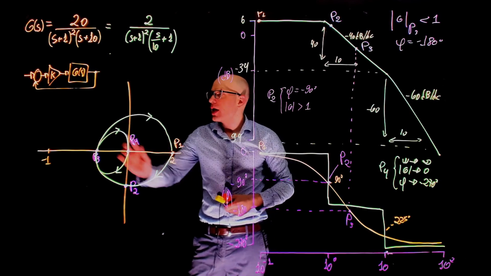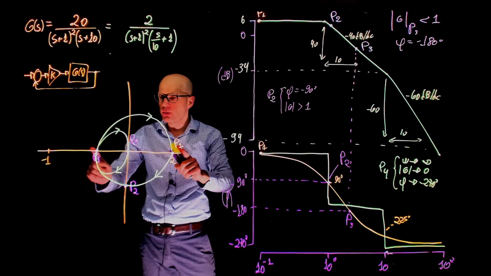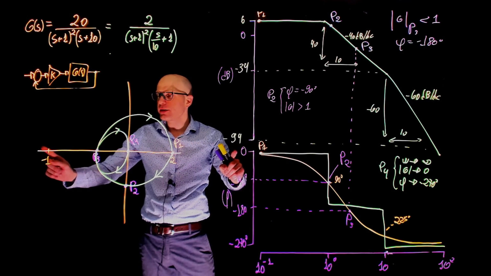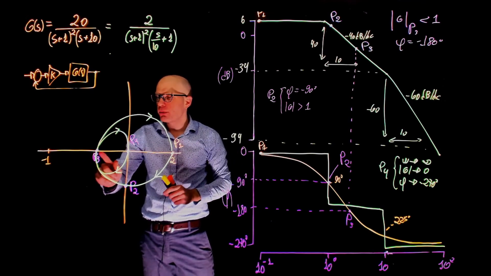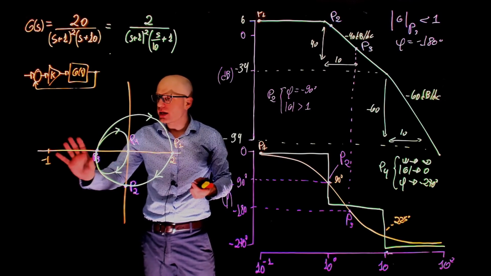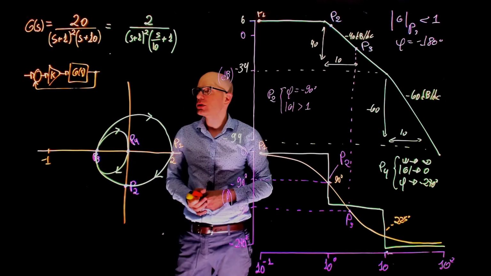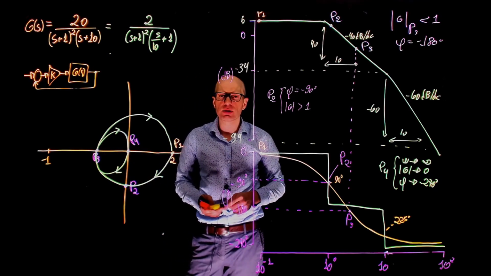What happens here? As we increase k, this point P3 and this point P1 will expand. And if they expand, eventually point P3 will touch negative 1. And if you keep increasing that, negative 1 will now be encircled in this loop by the Nyquist plot, and the system will become closed loop unstable.